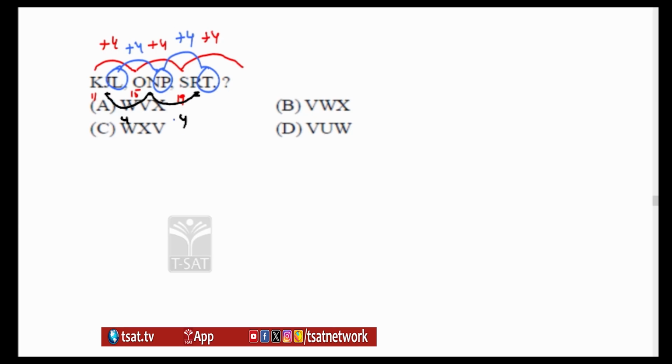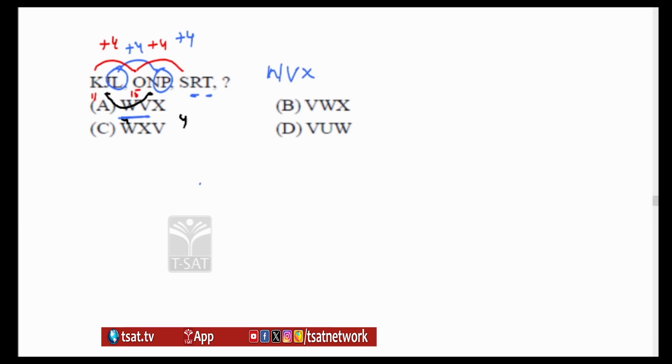So I have to add 4 to all the series, that is S, S plus 4. So we are having here S, the last one is S. So I just add S plus 4. So S plus 4 is W. In the same way R, R plus 4 is V. Again T, T plus 4 is X. So your answer is WVX. So answer is option A.